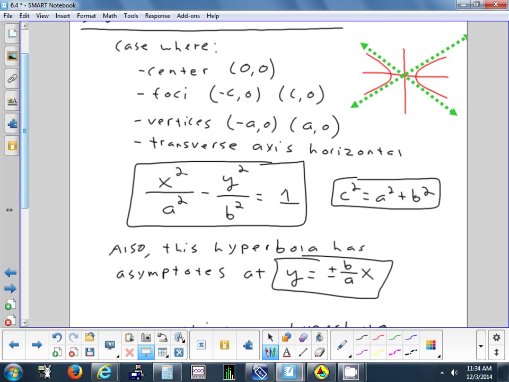A is under x, B is under y. And for today, that's how it will always be. A and B don't switch places. With an ellipse, they did. With a hyperbola, they don't. A always comes first, B always comes second, always. That never changes. What will switch are x and y today. We'll talk about that in a second.